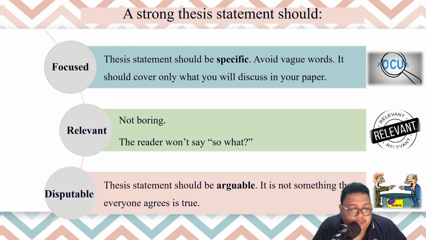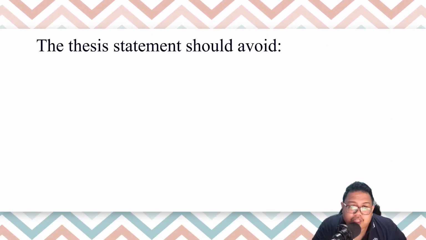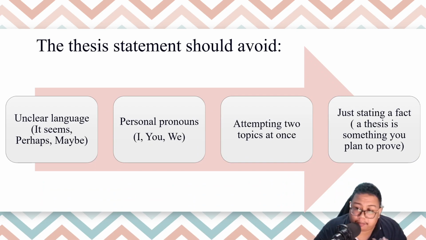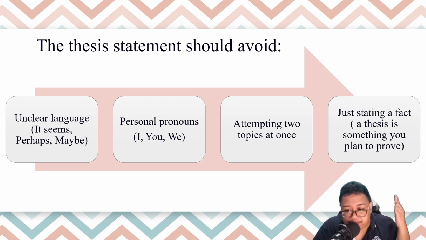Next. The thesis statement should avoid unclear or vague language like it seems, perhaps, maybe. Please try to avoid those words because you are showing uncertainty. You are not projecting confidence, so people won't trust you. And avoid personal pronouns: I, you, we. We don't want to see those in an expository essay or any kind of essay unless it's a speech. If it's not a speech, don't put I, you, we.